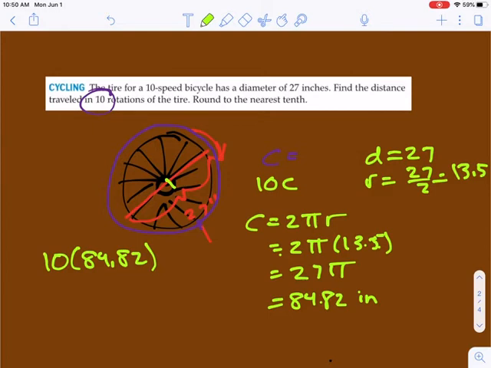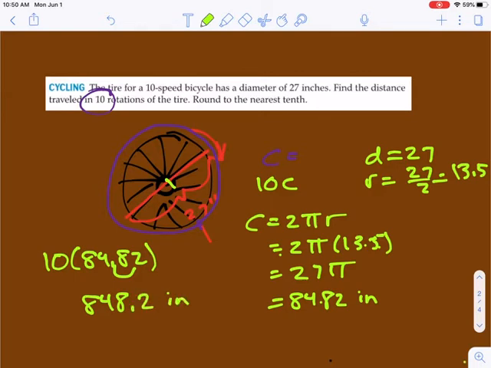So if you multiply 84.82 times 10, whenever you multiply by a power of 10, you can just move the decimal in the respective direction, however many zeros you have. So I have one zero, so I'm going to move the decimal one place. So it's 848.2 inches is how far we'll travel.